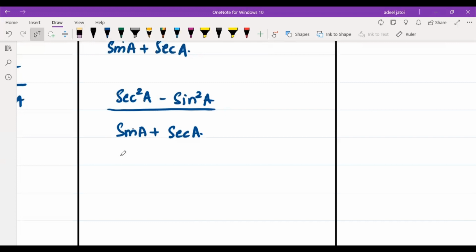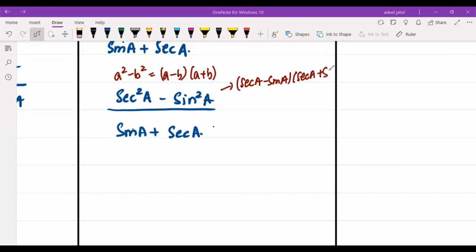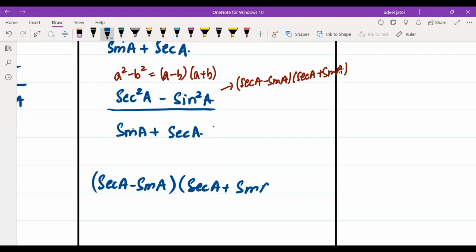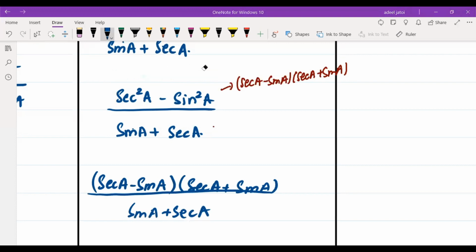But now, considering what we have here, we can see the A square minus B square property again, which is A minus B and A plus B. So this can be opened as sec A minus sin A and sec A plus sin A. If we open this the same as what I have just written, this should be sec A minus sin A and sec A plus sin A upon sin A plus sec A. So we just opened it through the formula that was there.